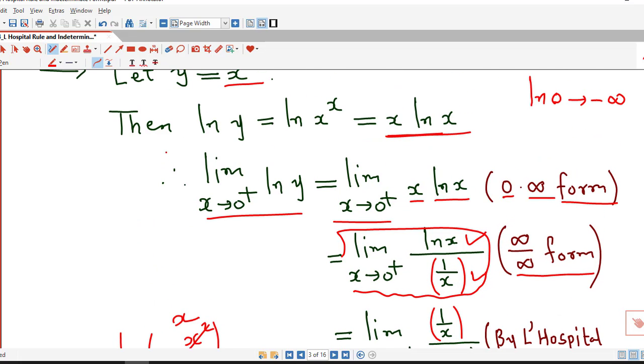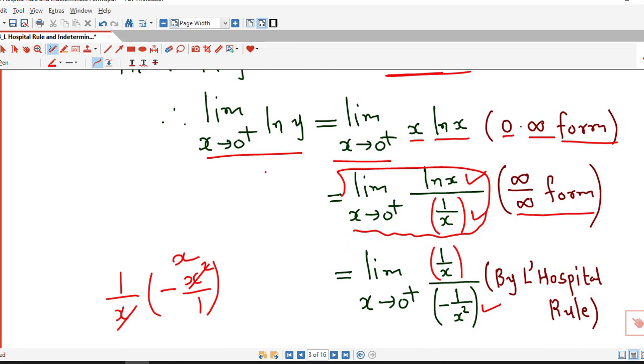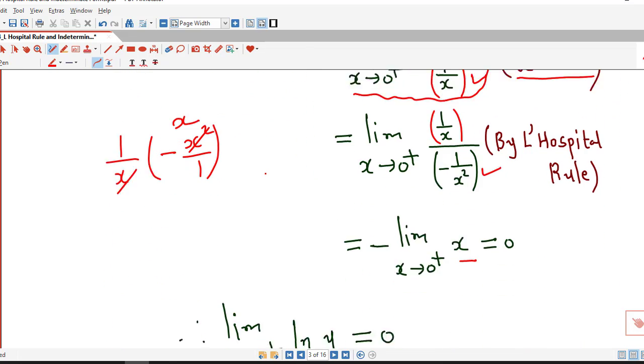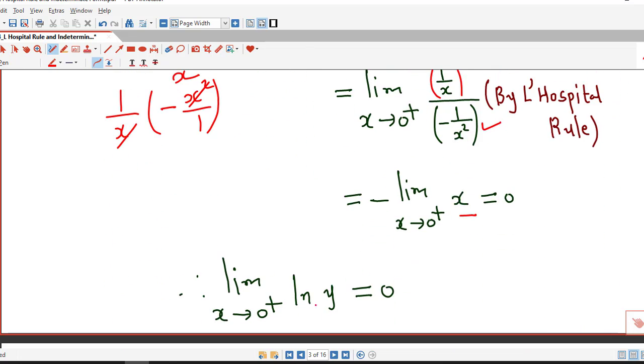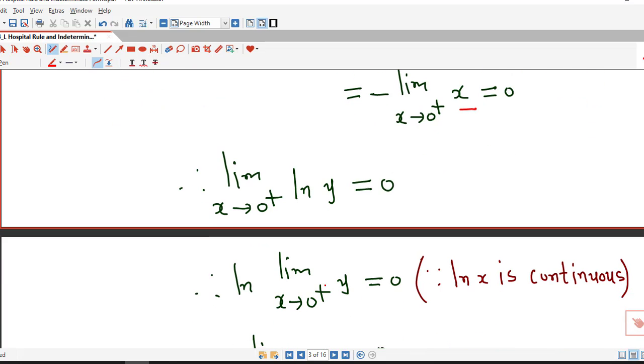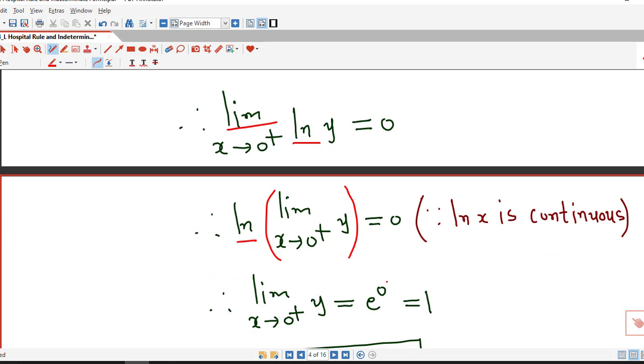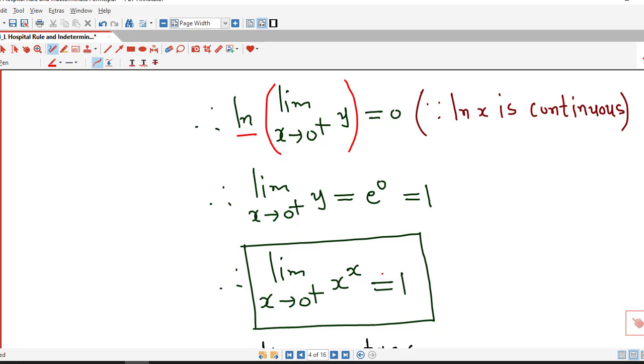And right hand side is limit of log y as x approaches 0. So therefore limit of log y as x approaches 0 is 0. Because log is a continuous function, we have interchanged log and limit. So log of this quantity, or log of this limit, is 0. Therefore this limit equals e to the power 0, which is 1.